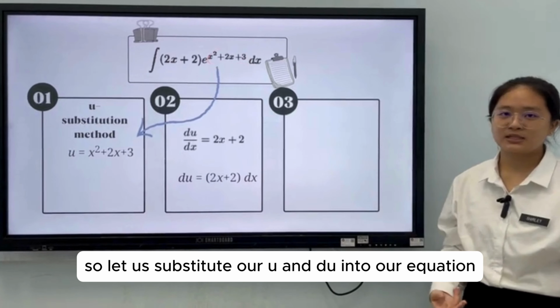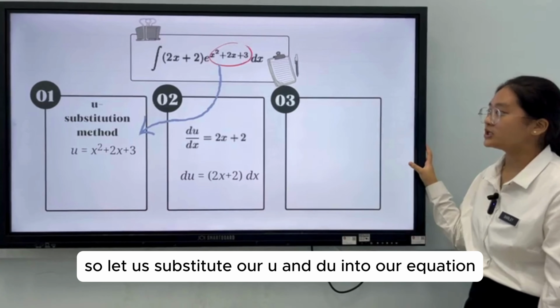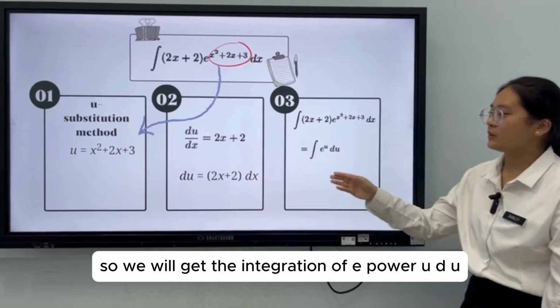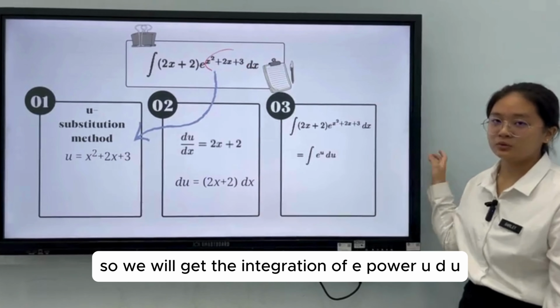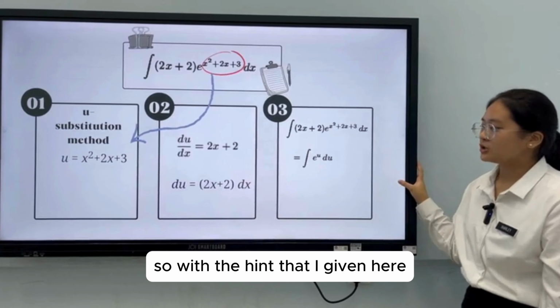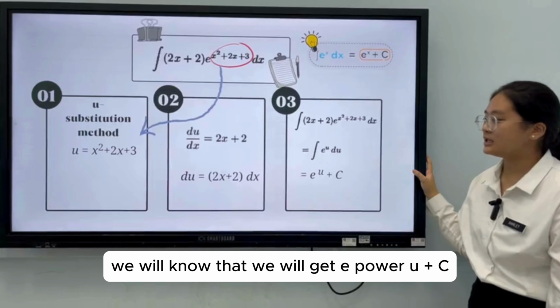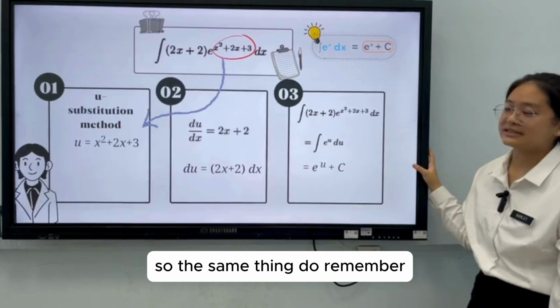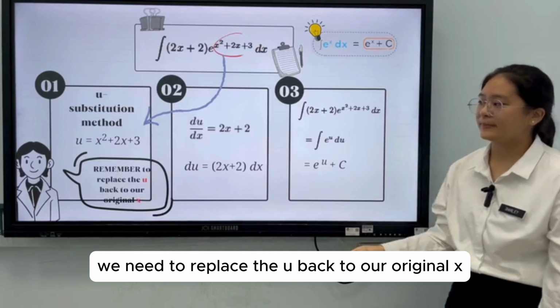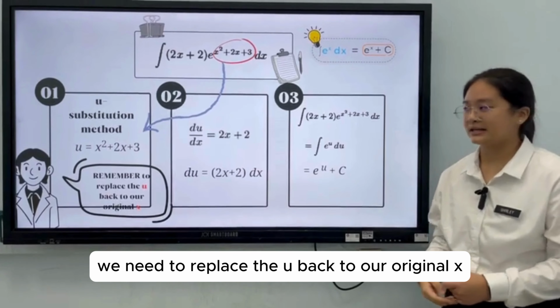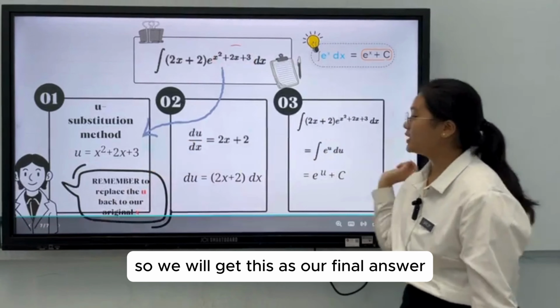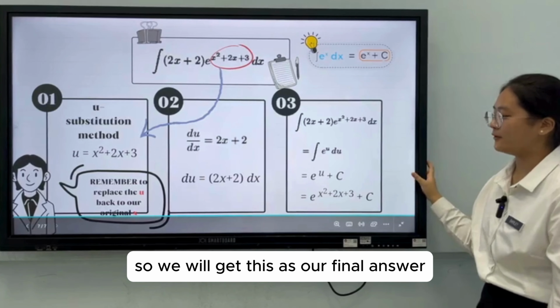So let us substitute our u and du into our equation. So we will get the integration of e power u du. With the hints that I've given here, we will know that we will get e to the u plus c. The same thing, do not forget, we need to replace the u back to our original x, which is this equation. So we will get this as our final answer.